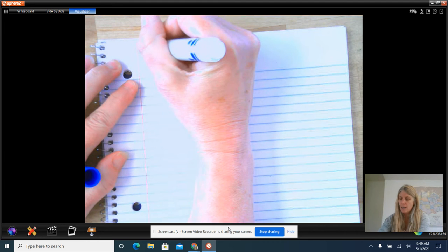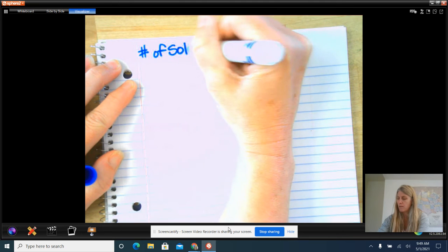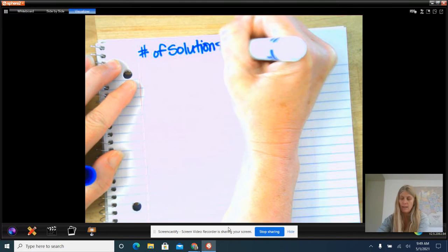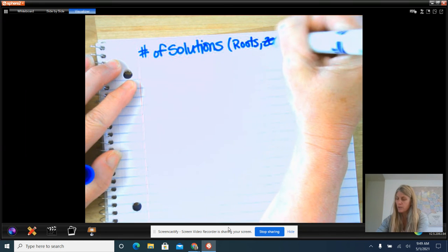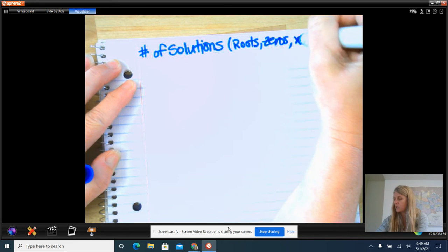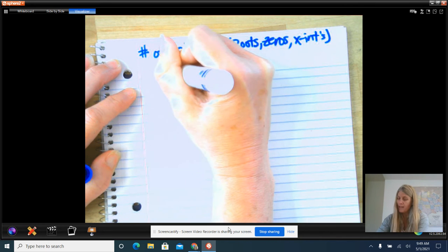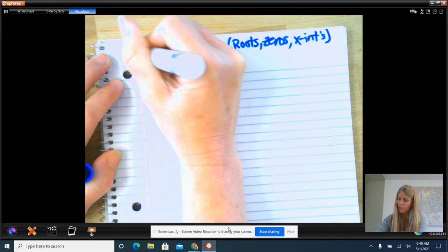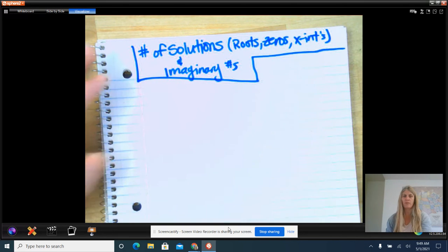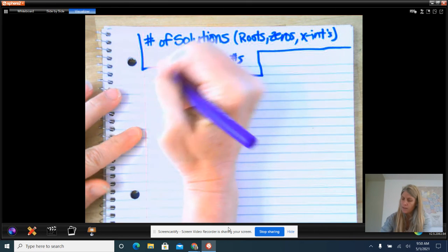So for our notes today: number of solutions. And once again, that's the number of roots, the number of zeros, the number of x-intercepts. And imaginary numbers. Okay, so we're going to take care of both of those today. Let's jump right in with example number 1.